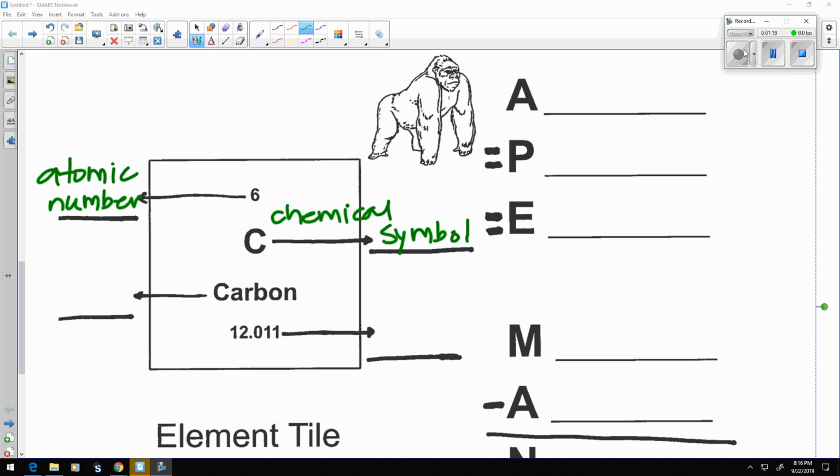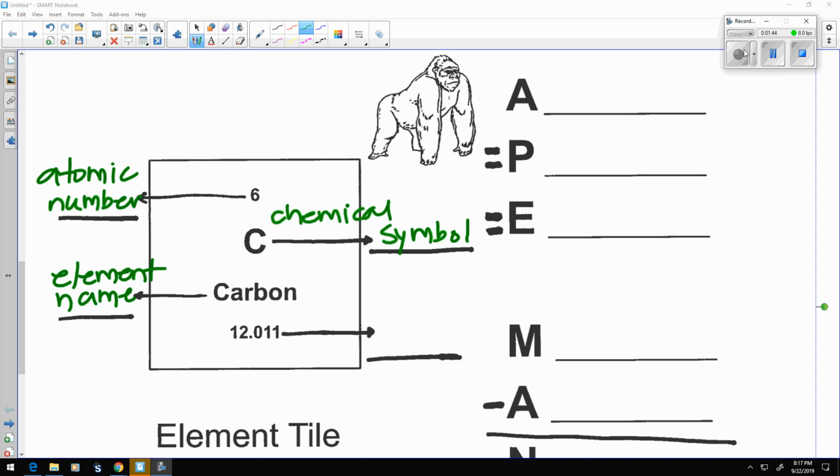And sometimes they'll have it so it's 2 letters. If it's 2 letters, the first letter is capitalized. The second letter is always going to be lowercase. So I shouldn't see any big C, big A if you're doing calcium. It should be big C, little a. All right? Then you have the element name, carbon. It's pretty self-explanatory. It's the name of the element.